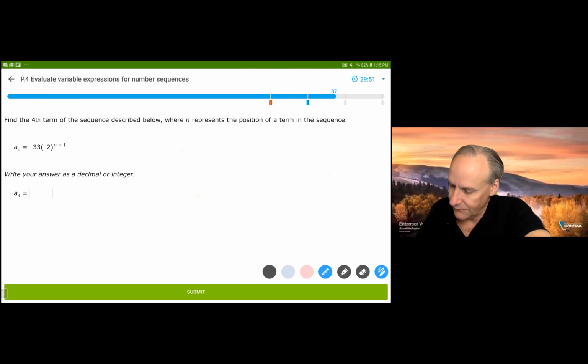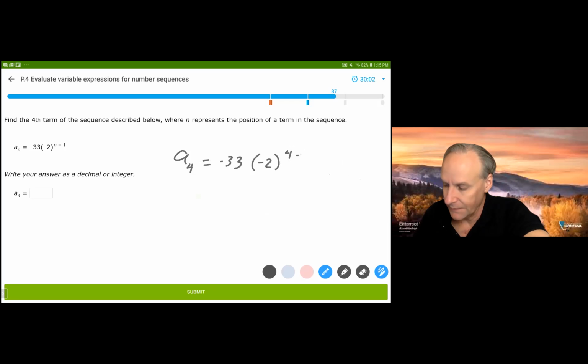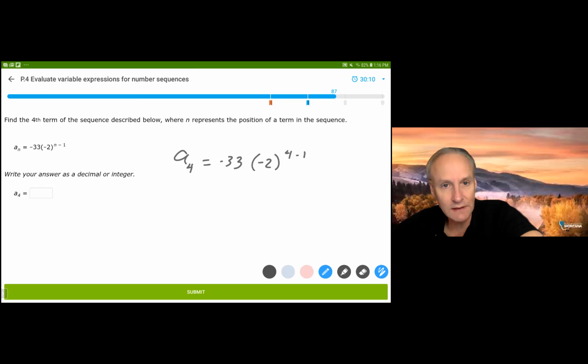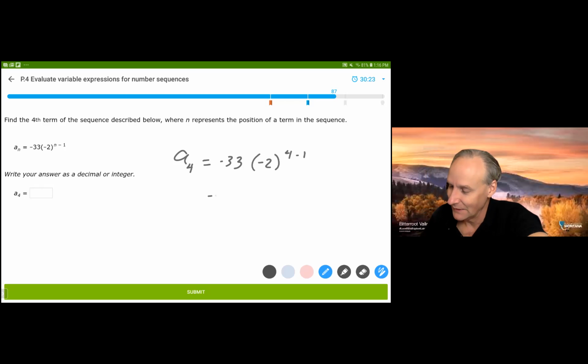Okay, so we have the fourth term is negative 33 times negative 2 to the 4 minus 1. There are all kinds of ways to get this wrong. And by hand is a lot safer than messing with your calculator. Because if you fail to put the parentheses in the right location and just start typing, your calculator may do what you tell it, which is not necessarily order of operations. This is negative 33. 4 minus 1 is 3. You don't need your calculator for that, just a hint.